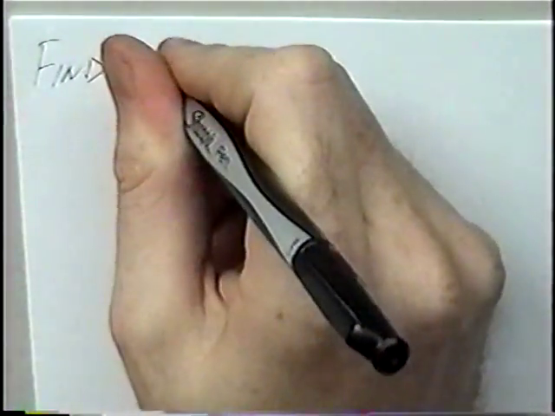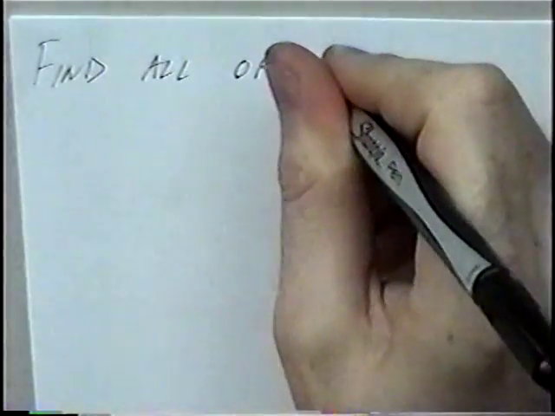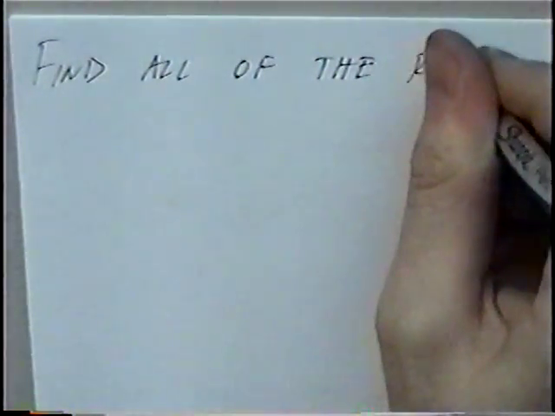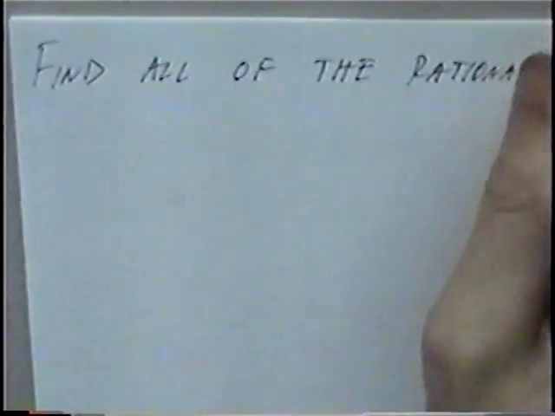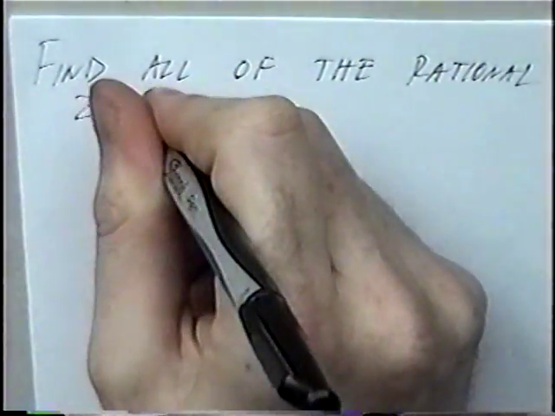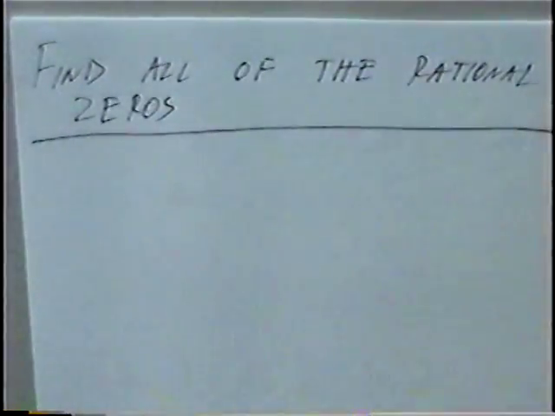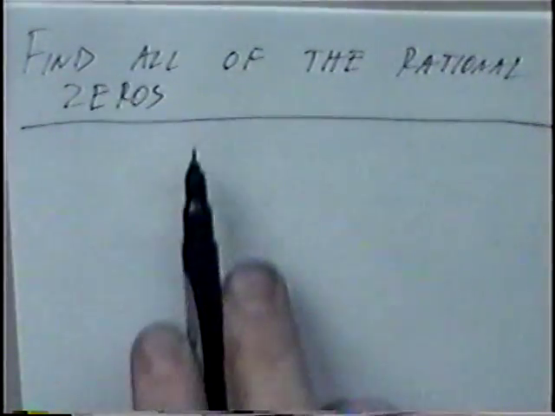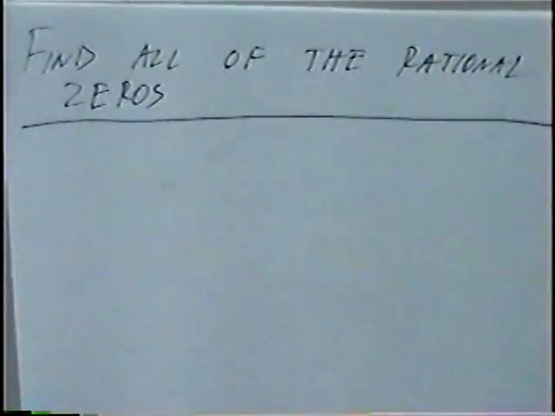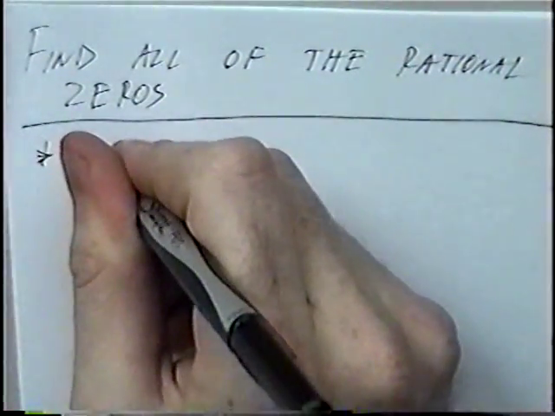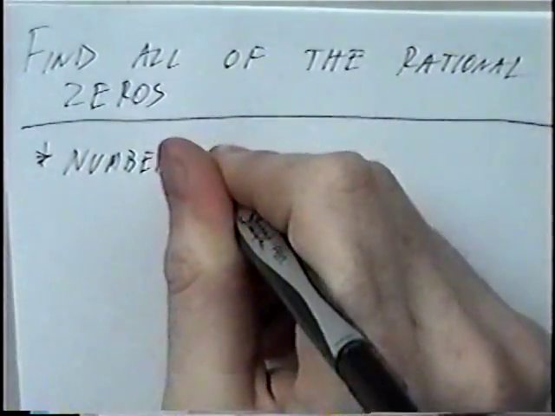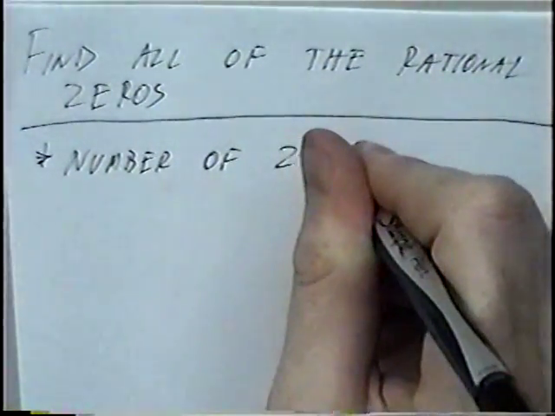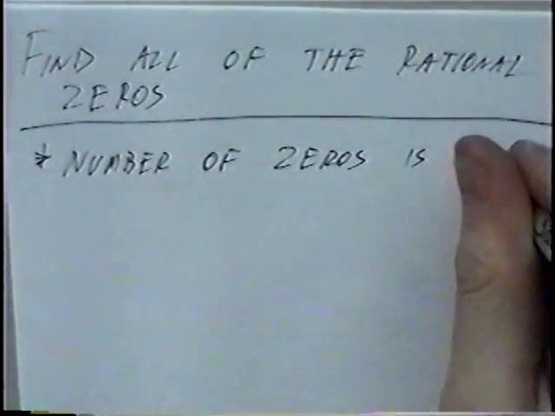Title of the next section is Find all of the rational zeros. In this section, we'll continue to list the possible rational zeros, but we'll actually find the zeros that work for the function. One definition for this section: number of zeros is the degree.